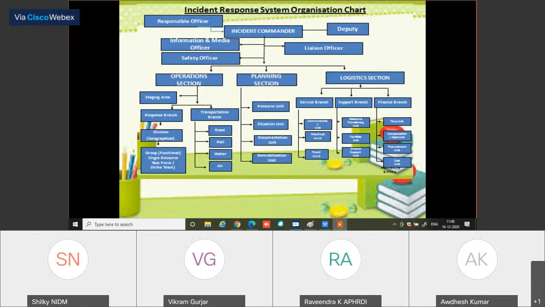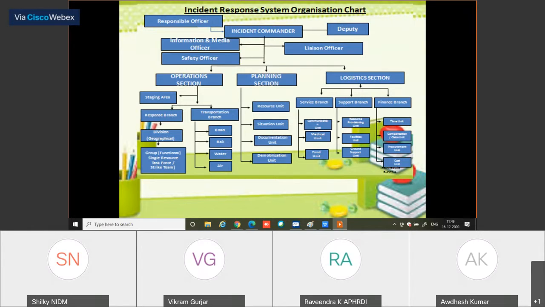Okay. Then this is the Incident Response System organization chart, which is very clear. It says that there should be a responsible officer, then we have the incident commander, the deputy incident commander, information and media officers, safety officers, liaison officers, the operations section, the planning section, and the logistics section. All these sections have chiefs, who are designated as chiefs of the various sections. They report to the officers.